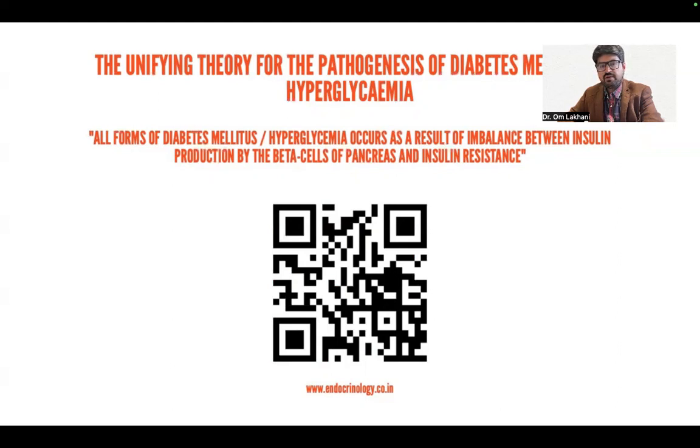But the thesis which we are trying to generate is that while we are trying to divide diabetes mellitus into, say, various subtypes, we are also trying to unify diabetes pathogenesis and try and understand what is the commonality between all these forms of diabetes. So what I believe is that all forms of diabetes or hyperglycemia occurs as a result of an imbalance between insulin production by the beta cells of pancreas and insulin resistance. So let me explain this point further.